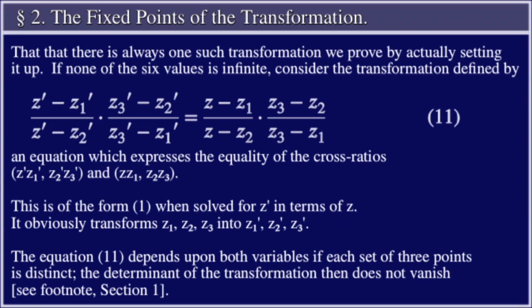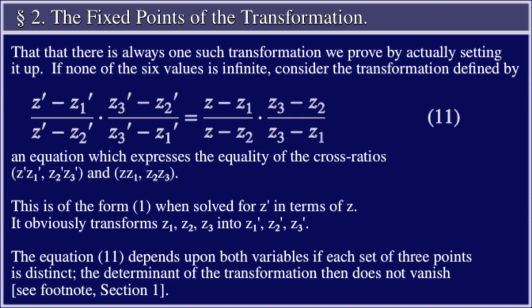That there is always one such transformation, we prove by actually setting it up. If none of the 6 values is infinite, consider the transformation defined by ((z′ − z1′)/(z′ − z2′)) · ((z3′ − z2′)/(z3′ − z1′)) = ((z − z1)/(z − z2)) · ((z3 − z2)/(z3 − z1)). Equation 11.